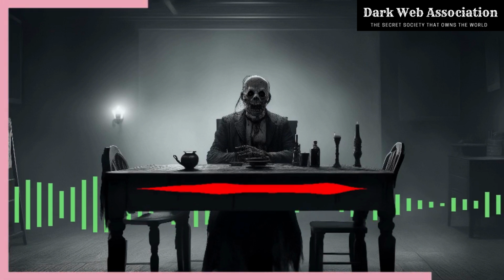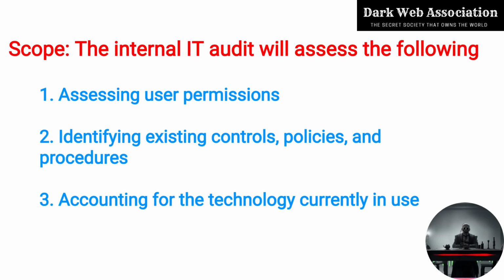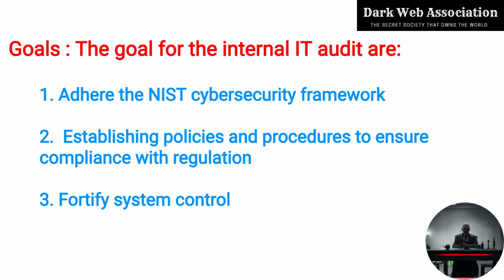Although more senior-level security team members and other stakeholders usually establish the scope and goals of the audit, entry-level analysts might be asked to review and understand the scope and goals in order to complete other elements of the audit. As an example, the scope of this audit involves assessing user permissions, identifying existing controls, policies, and procedures, and accounting for the technology currently in use by the organization.